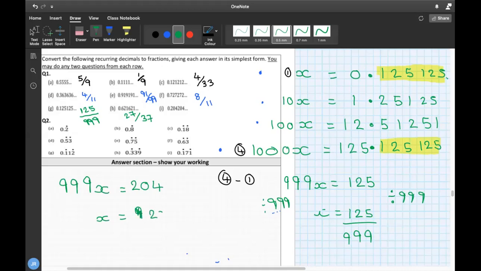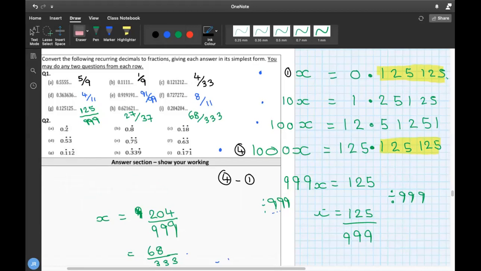So we get 204 divided by 999. How can we simplify that? Let's try dividing by 3 again. 204 divided by 3, yes, that would work. We'd get 68 over 333. And we could not simplify that any further. So that would be your final answer. That was question 1, part I, and it's 68 out of 333 for question 1I. Okay, I'm going to rub these out.